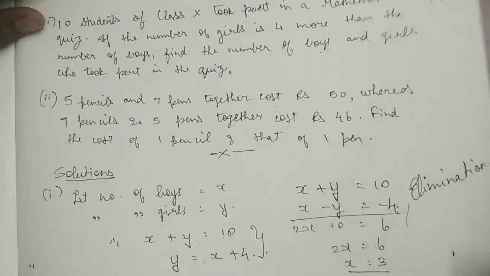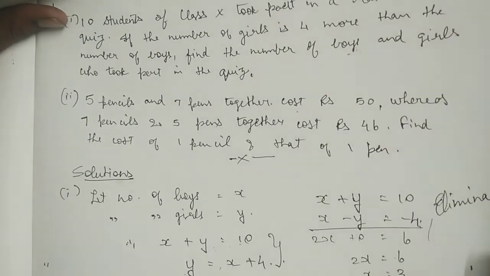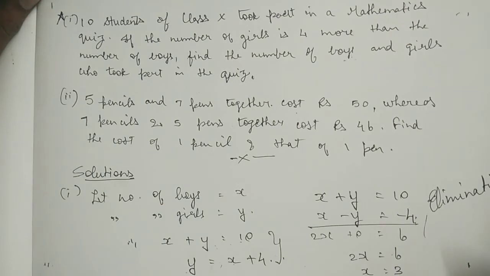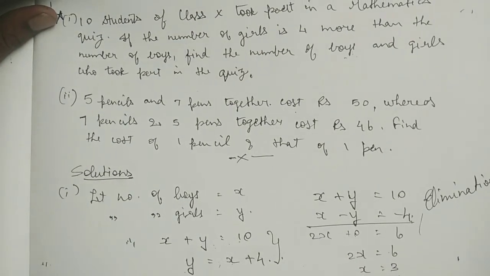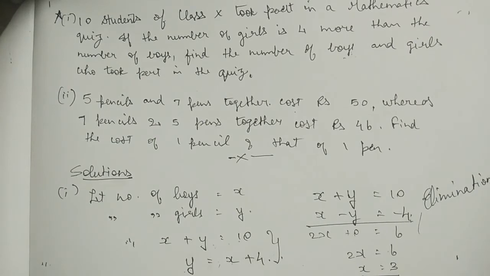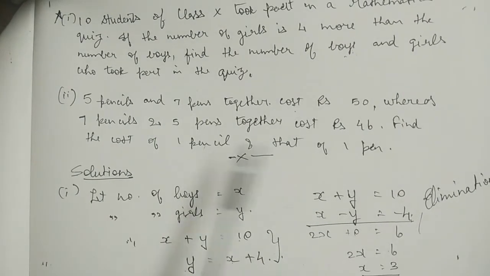It says 5 pencils and 7 pens together cost rupees 50, whereas 7 pencils and 5 pens together cost rupees 46. Find the cost of 1 pencil and that of 1 pen. Okay. Now the first method, you will obviously know we need to declare the variables first. What are the variables? Whatever is to be found are the variables here. We need to find the cost of a pencil and the cost of a pen.